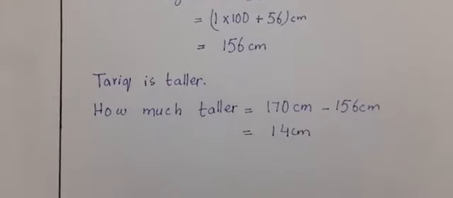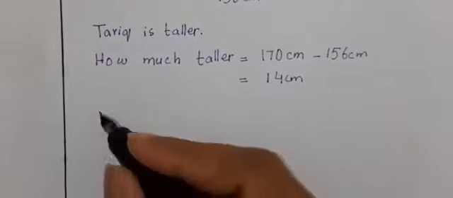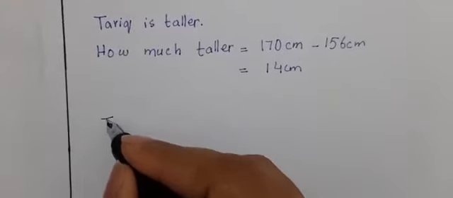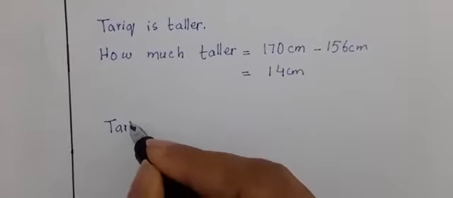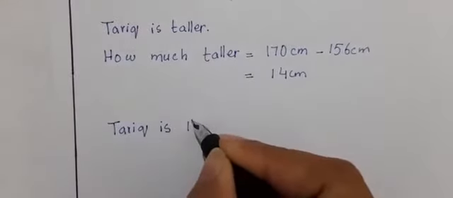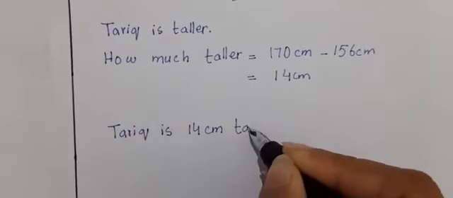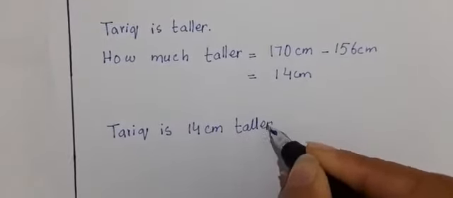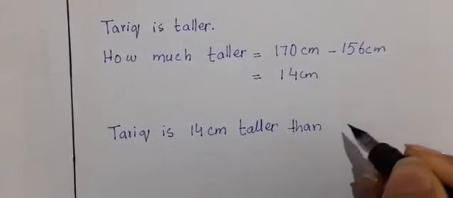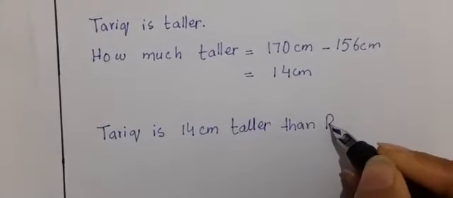It is 14 centimeters. So easy is this maths. So what do we have to write? We have to give our answer in a statement form. We will write Tariq is 14 centimeters taller than. T-H-A-N, than is used for comparison. Then Rashid. Because Rashid is a name, we will write R capital.